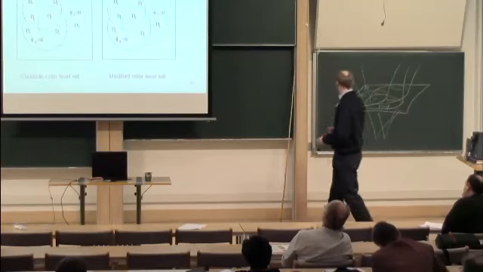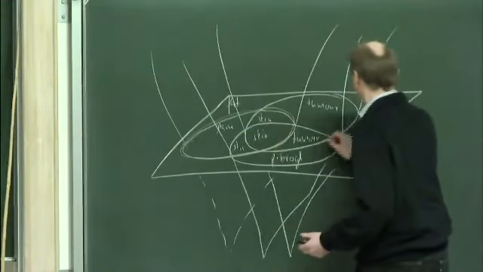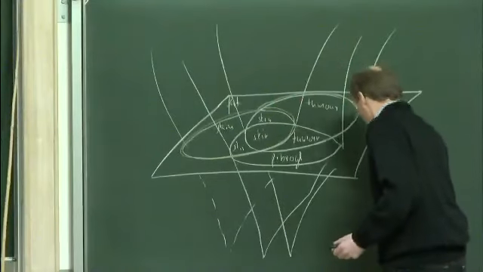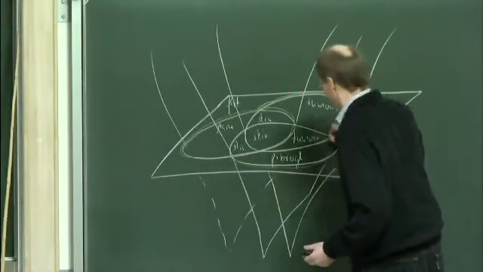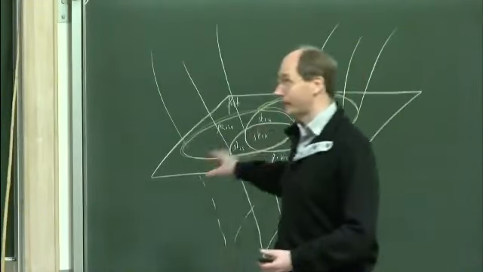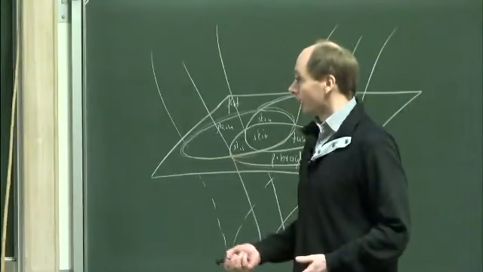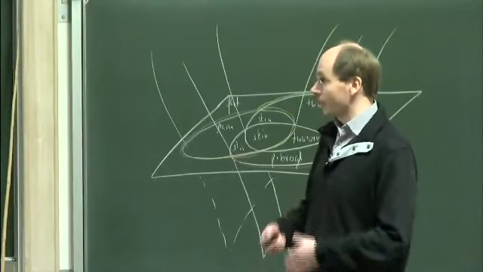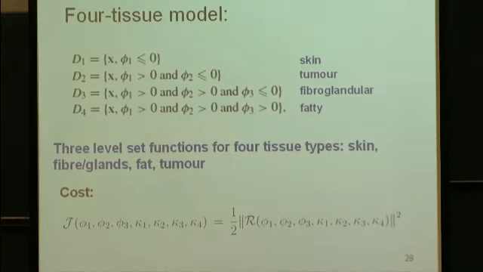Now, if you do this in this specific case, you end up with regions of tumor and fibroglandular tissue and skin, which have joint interfaces. All of them have joint interfaces. This gives you the possibility to define an evolution. If you do this, you can write it down with mathematics, you can define a cost functional now incorporating the level set functions.